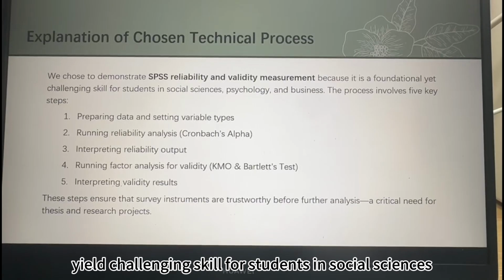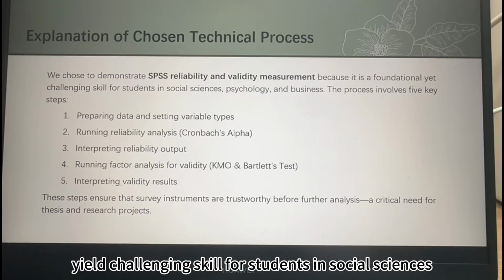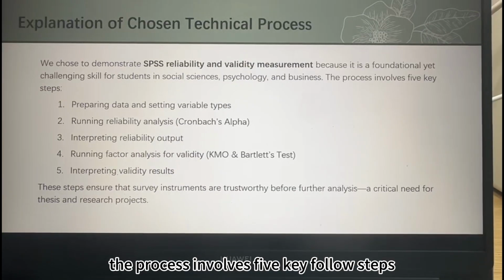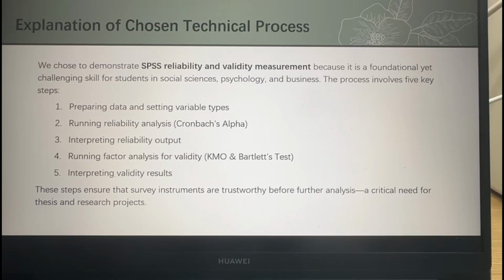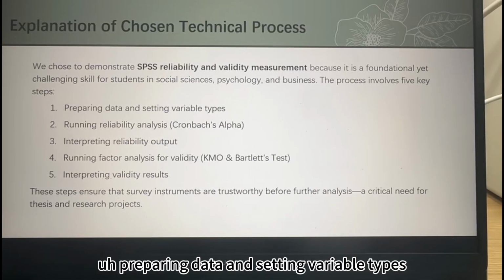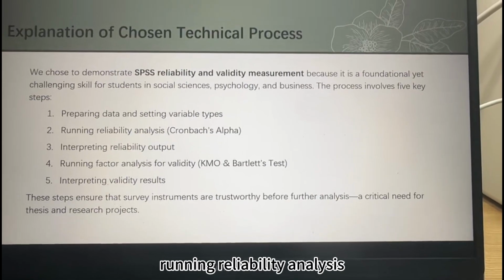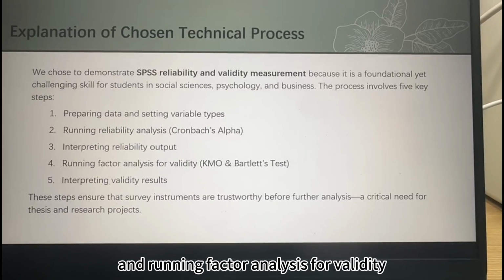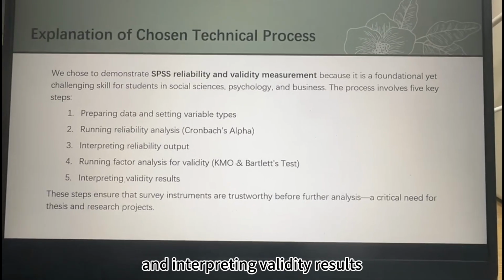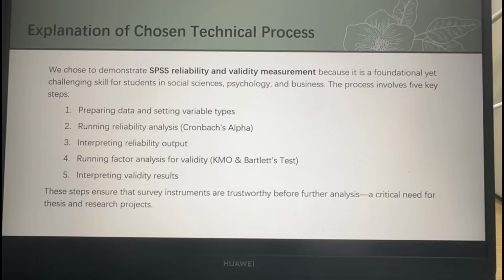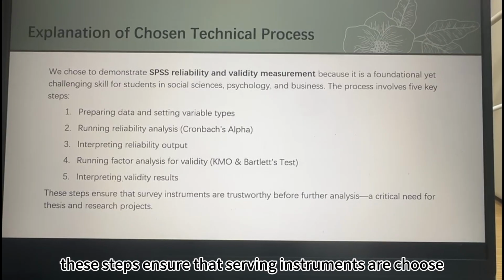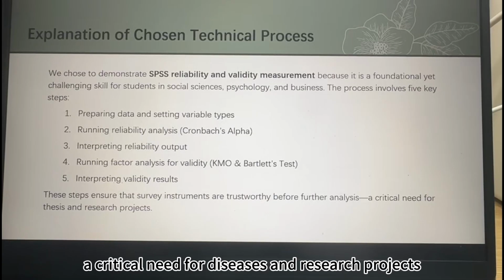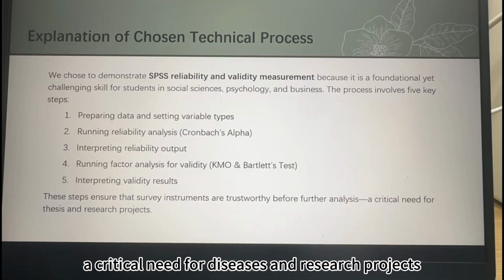So for the project, we chose to demonstrate SPSS reliability and validity measurement because it is a foundational yet challenging skill for students in social sciences, psychology, and business. The process involves 5 key steps: preparing data and setting variable types, running reliability analysis, interpreting reliability output, running factor analysis for validity, and interpreting validity results. These steps ensure that survey instruments are trustworthy before further analysis, a critical need for thesis and research projects.